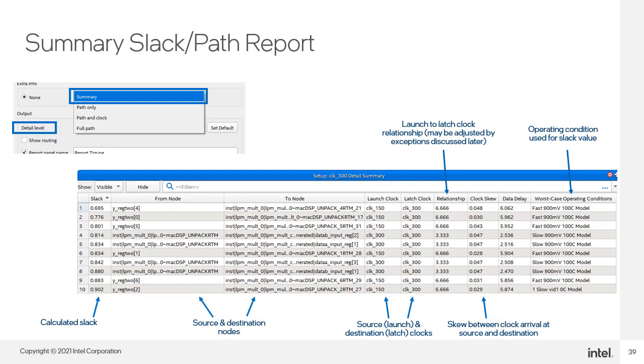Here's an example of a summary report. There's one path per row with basic information about that path, which includes the source and destination nodes. The source node could be an input port or a register, and the destination node could be an output port or register. Launch and latch clocks, the relationship or difference in time between the launch and latch clocks, which is the amount of time that the data has to arrive from the source node to the destination node. The delay on the data path and operating condition that is the absolute worst case scenario.